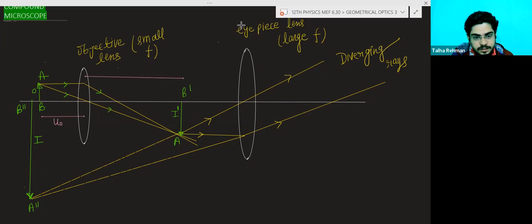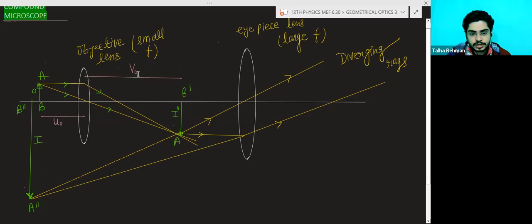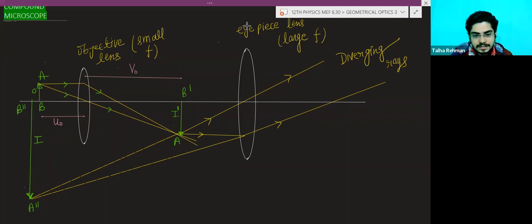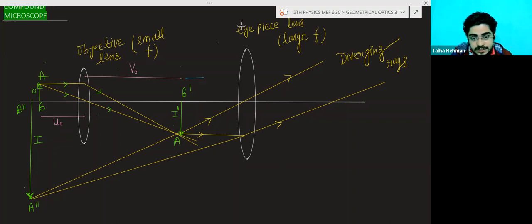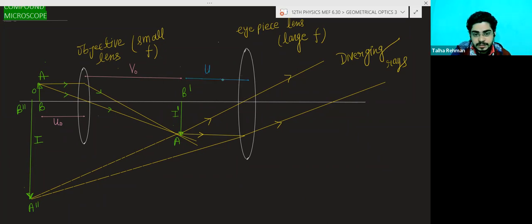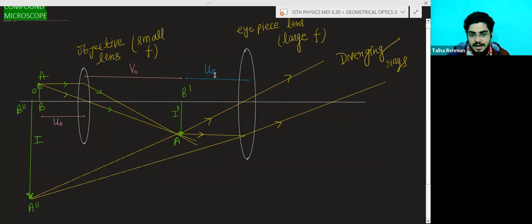From here to here, this will be the image distance, that will be V0. Why am I writing V0? Because V0 is for the objective lens. Now for the eye lens, this image is behaving as an object. So for this eye lens, the object distance will be this, that I will represent with UE, the object distance for the eye lens.